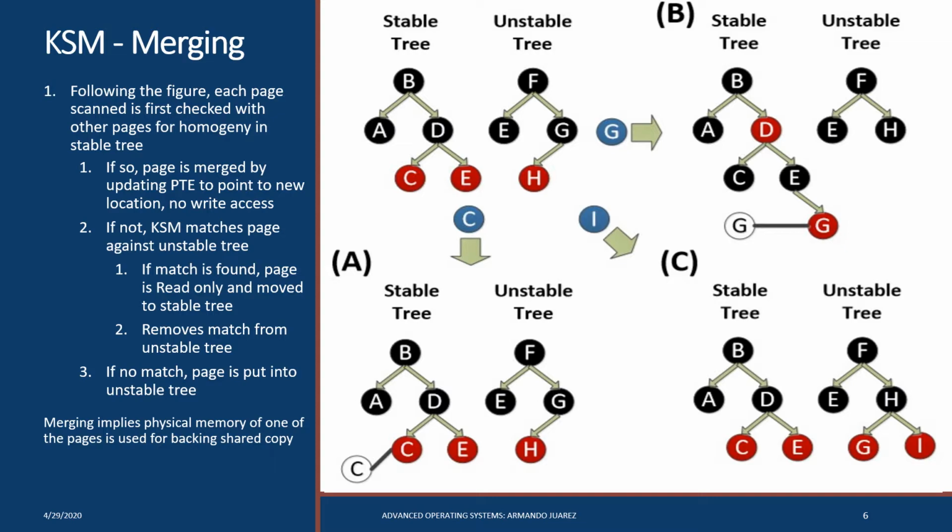If not, the KSM matches those pages against the unstable tree, as shown in the figure. If a match is found, the page is then made read-only and then moved to the stable tree. And then the match is removed from the unstable tree. If there is no match, then the page is put into the unstable tree. And it's these two balanced trees that the KSM utilizes underneath the hood in order to perform the actual fusions. And so the merging here implies that the physical memory of one of the pages is used for backing the shared copy. The figure here will reflect the different changes as seen by the blue and those being candidates for being merged.